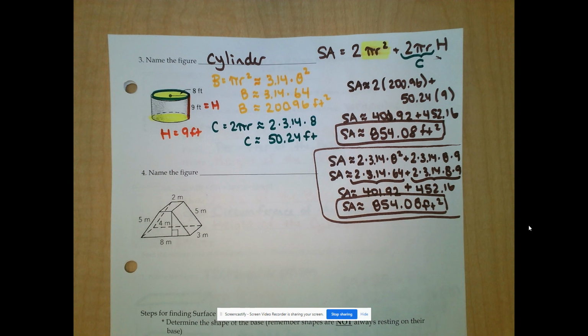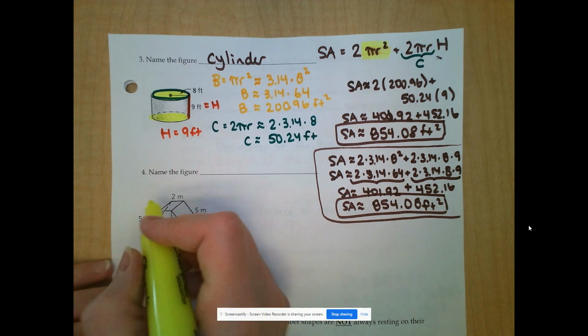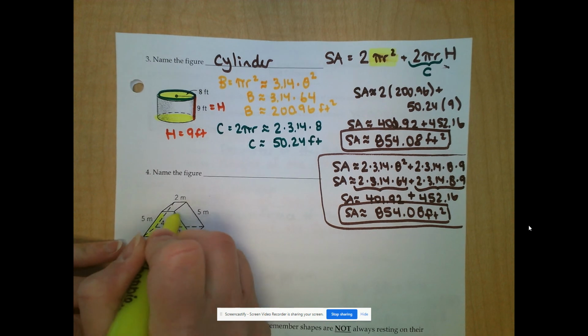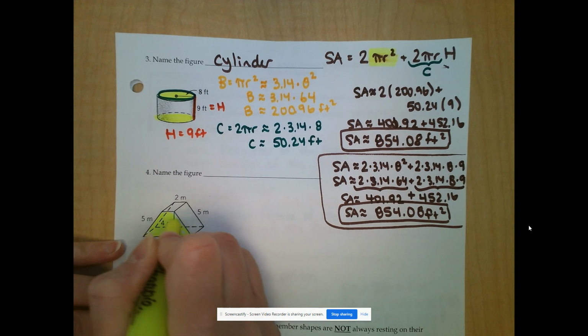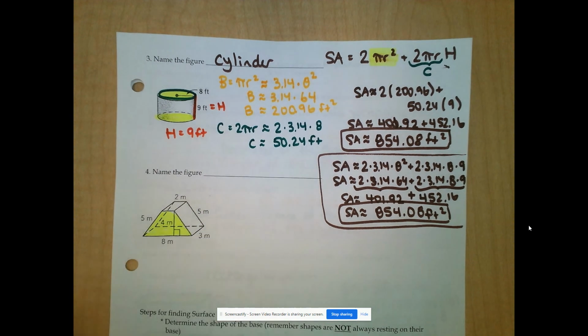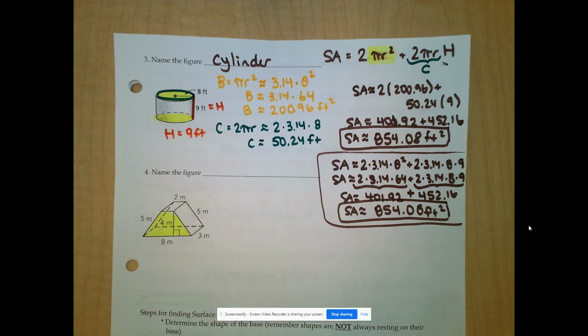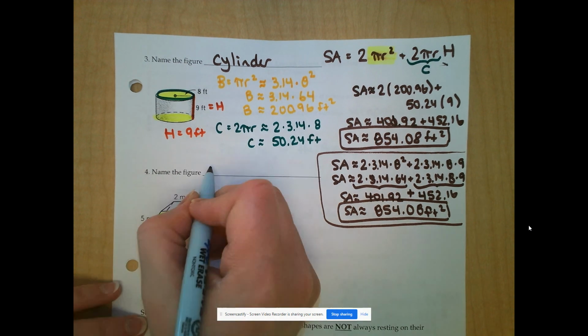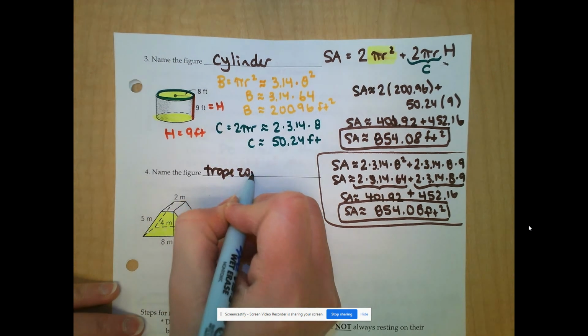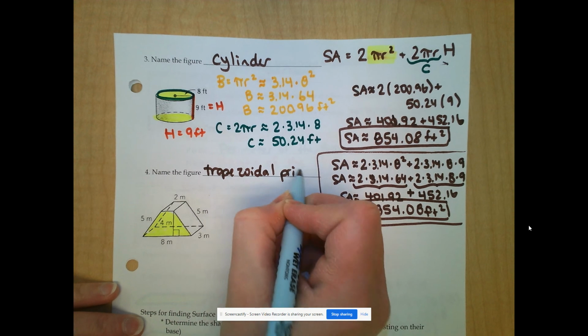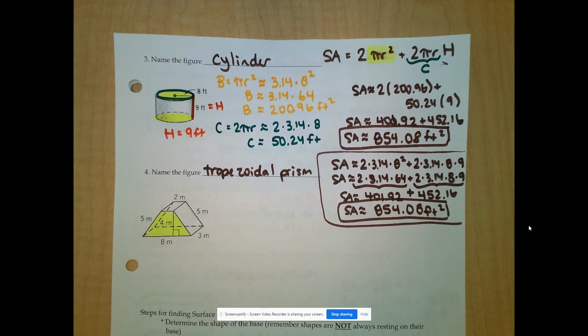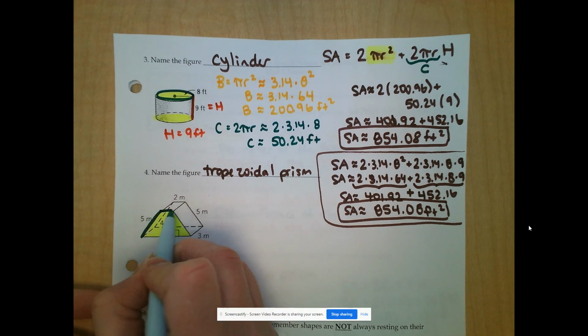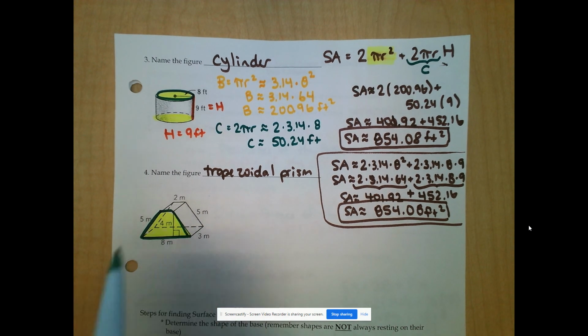Last but not least in this area, name the figure. So the shape in the front is a trapezoid. So this would be a trapezoid in the front, and then it's kind of hard to see once you color the front, but there's also a trapezoid in the back. This is a trapezoidal prism. So the trapezoid in the front is the one that you would find the area of, and then you would do the perimeter of that trapezoid, 5, 2, 5, and 8.